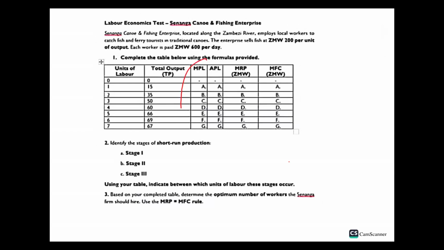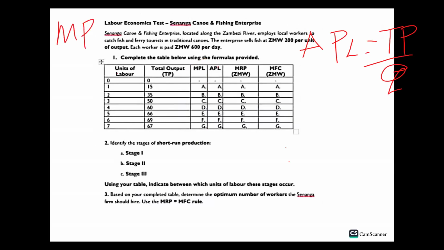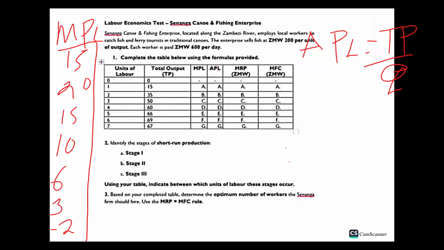I think I had finished talking about marginal product of labor. I'm communicating on APL, average product of labor. Yes, just start with APL. So I've said that APL is total product divided by the respective units. Let me repeat MPL. You had found 15, 20, 15, 10, 6, 3, and negative 2, right? This is what we had found on MPL.